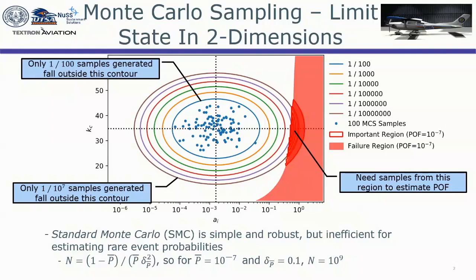So when we talk about how many samples you would need to do a Monte Carlo analysis and get a converged result, there's a simple equation you can use to calculate that. The number of samples you would need is 1 minus the probability you're computing, divided by that probability, times the coefficient of variation squared. If you plug in a probability of 10 to the minus 7th and a coefficient of variation of 10%, that will give you the 10 to the 9th samples that we've put up in some of our slides.